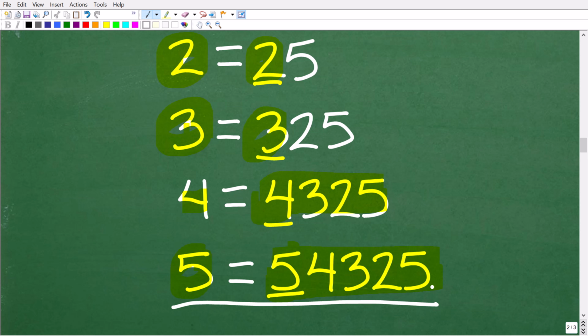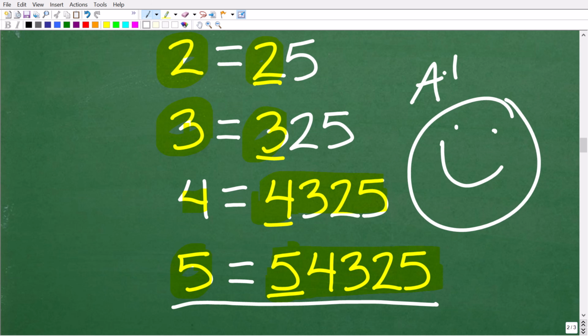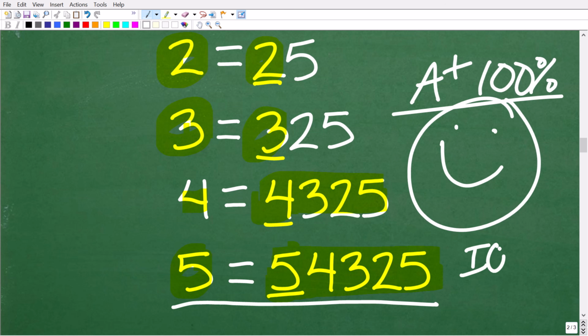And if you figured this out, that is fantastic. I definitely have to give you a nice little happy face, an A plus, a 100%. Matter of fact, if you were in my math class, I would just say take the rest of the year off because you are so smart. You probably have an IQ of 130.